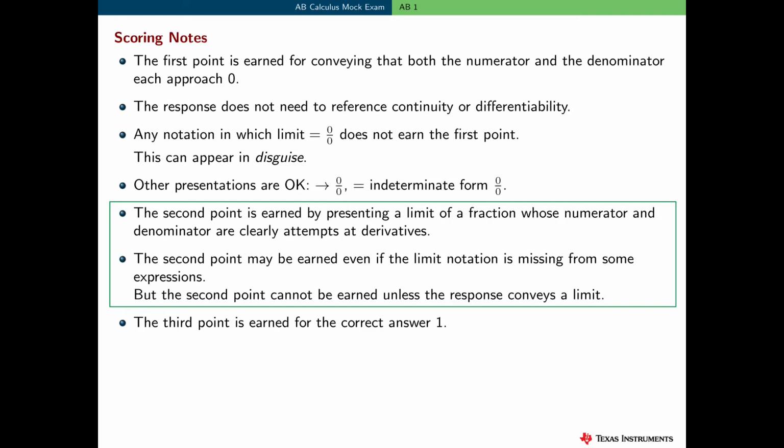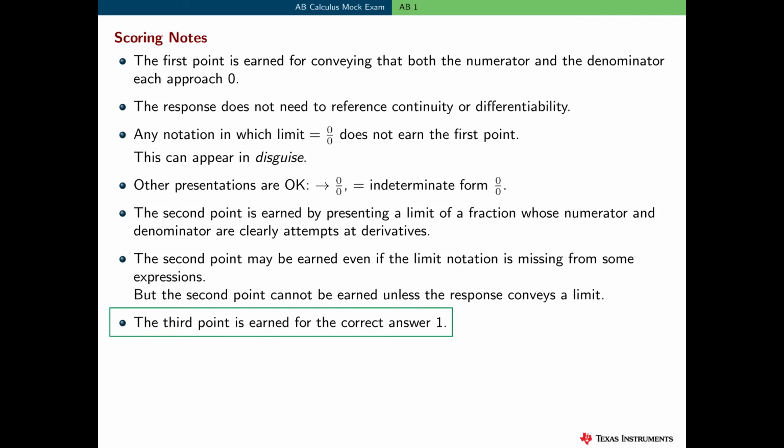Now, there's certainly some professional judgment here in awarding this point. The second point can be earned without proper limit notation, but the total response must in some way convey a limit. And again, we generally use some professional judgment. And finally, the third point is earned for the correct answer, 1.